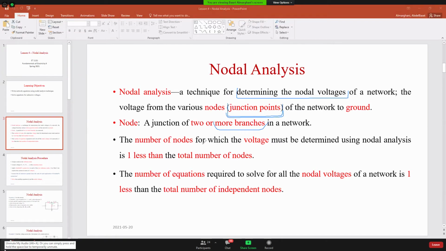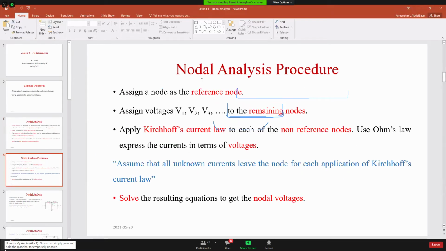Now, a network might have so many nodes. If it's one loop, it doesn't have a node in this case. When we do nodal analysis, we're going to choose one of the nodes as my reference, and we're going to find the voltage at the other nodes. Here's the procedure. Not difficult.